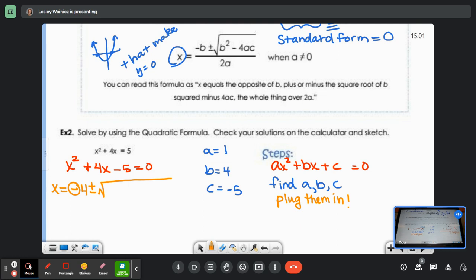Okay, this is really important. When you put in your b squared, please put it inside parentheses squared. I will tell you why on the second one. Right now we're just going to do it. So that's 4 squared, minus 4 times your a times your b. My a is 1, my b is negative 5. And then this is the part that everybody forgets. The whole thing over 2 times your a.